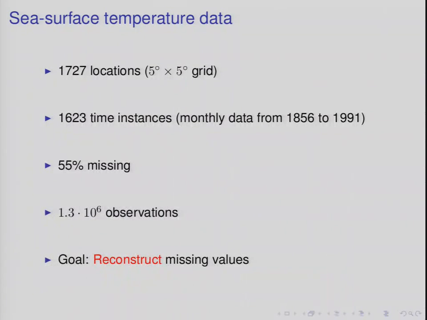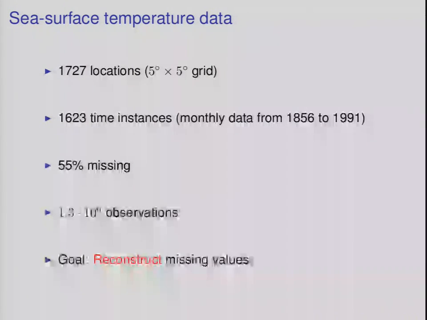So then a real-world experiment. We had global sea surface temperature data: 1,700 locations over the globe, 1,600 time instances, but approximately half of the data is missing. Especially in the early years, the amount of missing data is significant. In total we have 1.3 million observations, which is quite a lot for Gaussian process regression. And the goal is now to reconstruct the missing values.